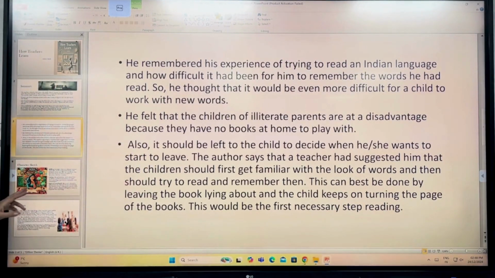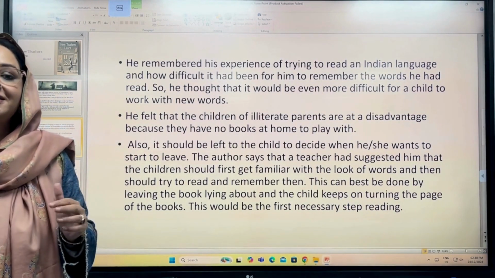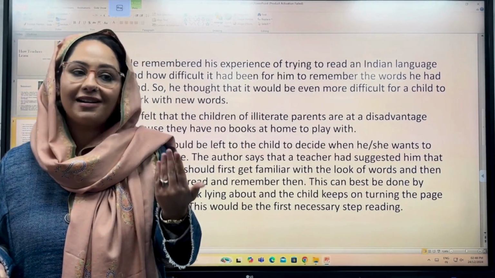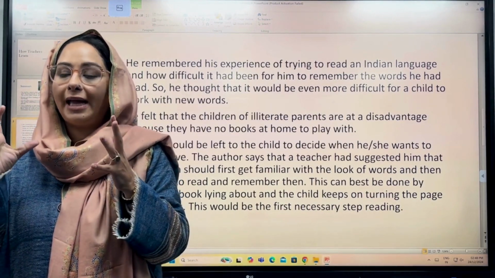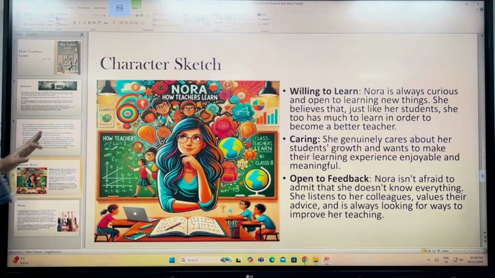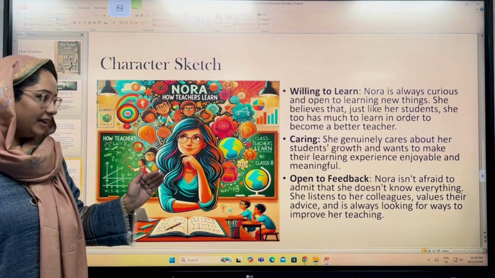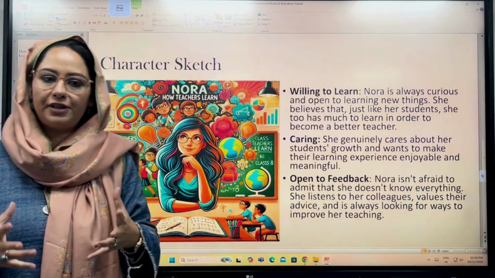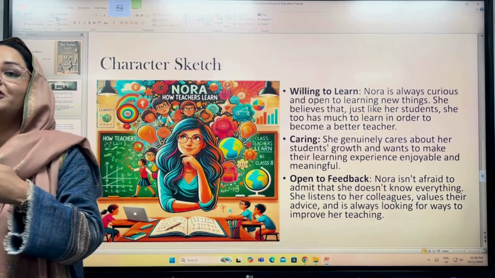And then we also talk about the homes from where the children come, where parents are not literate, they are illiterate. So we have to help those children more. And then we talk about the character sketch of Nora. She is always willing to learn. She is very caring, and she is open to feedback, because when she stops, she looks at the author, knowing that the author will correct her.